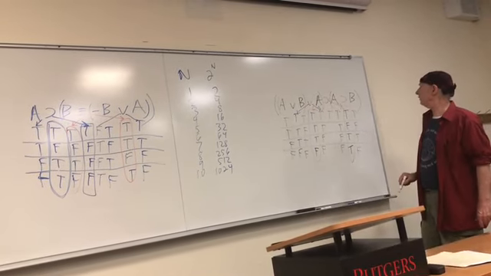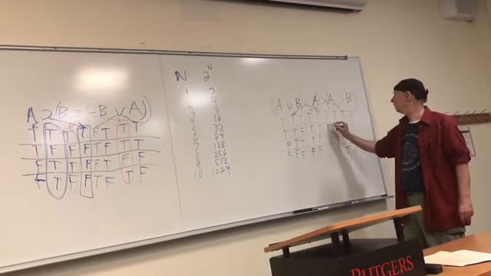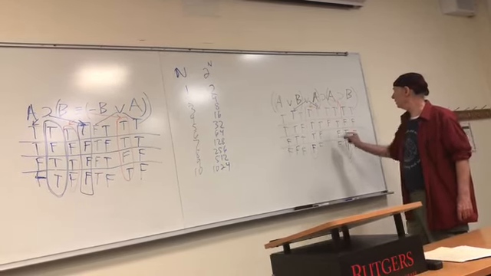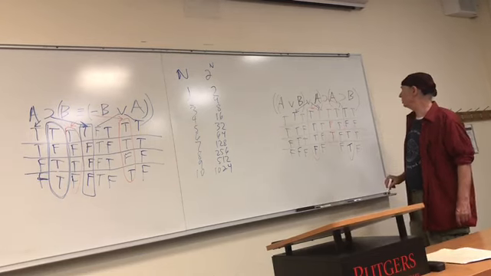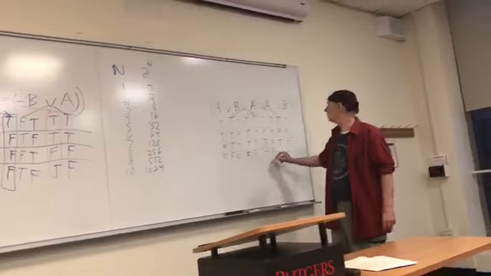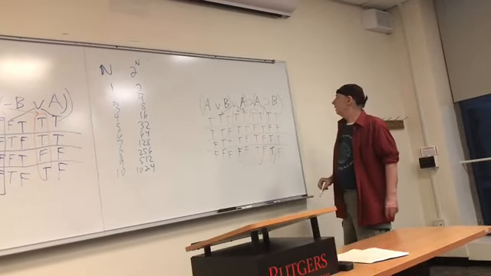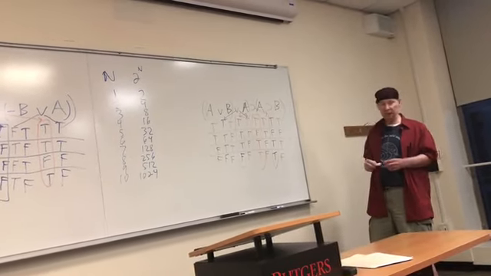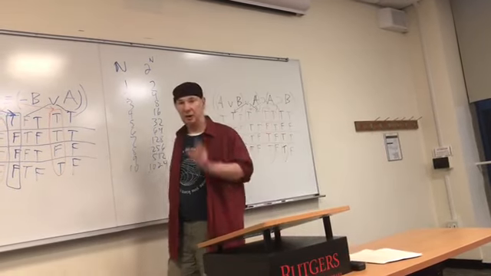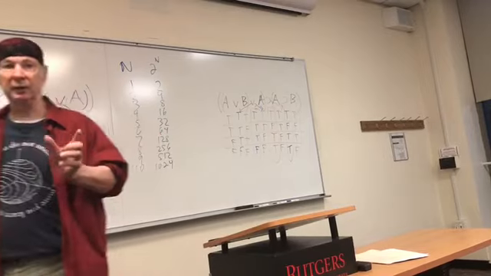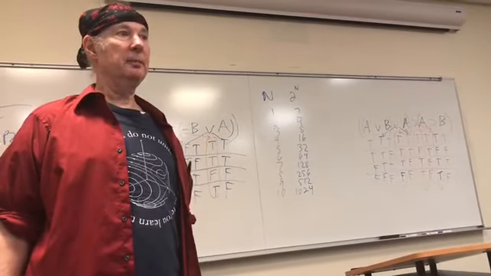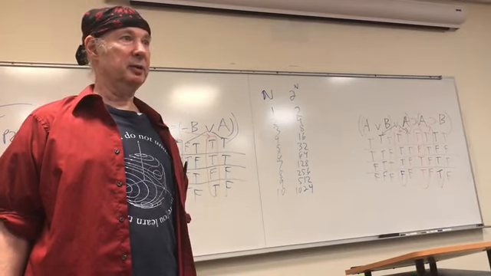T horseshoe F is F. T horseshoe T is T. F horseshoe T is T. And the column underneath the horseshoe is TFTT, and that tells us the truth value of the entire wff. And that finishes the construction of that truth table.